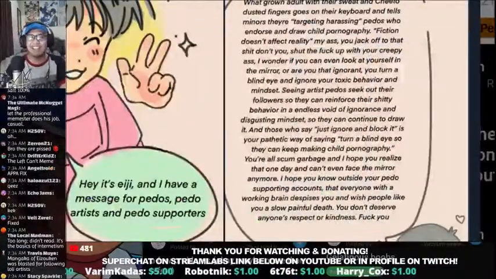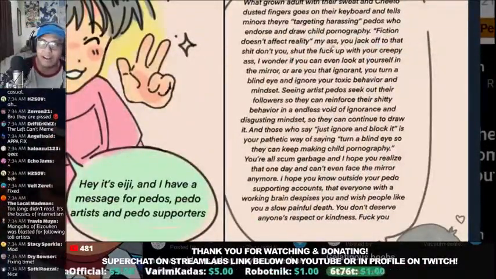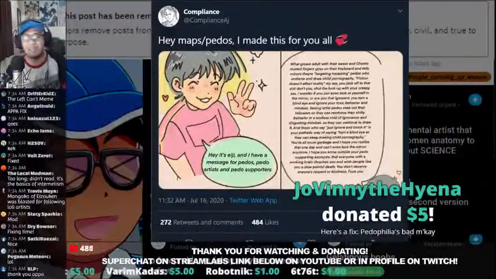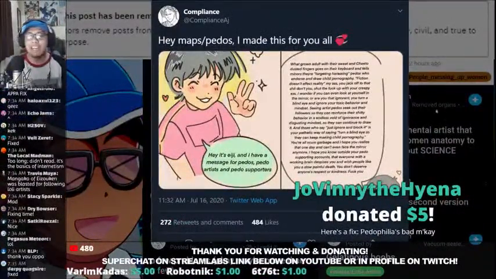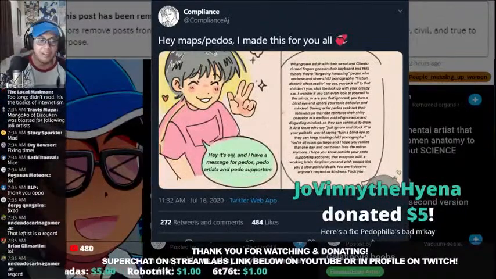Come on, y'all. Why is it that these people make paragraphs of paragraphs when the point can be conveyed with simply 2 words? Anyway, Joe Vinny the Hyena donated $5. Here's a fix. Pedophilia bad. Okay.